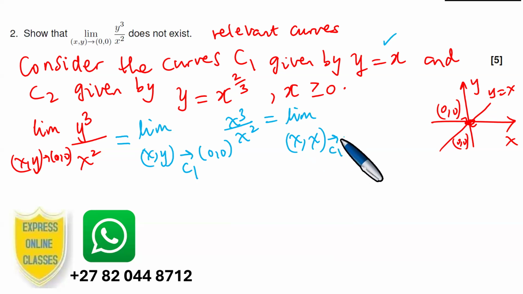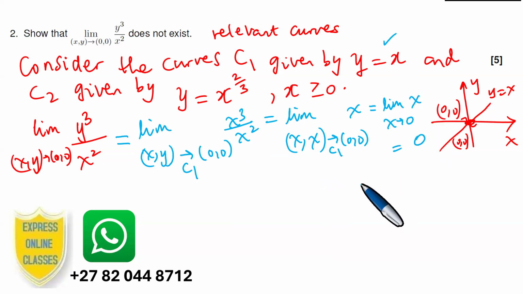This obviously happens along the curve C1. And then we have x cubed over x squared. What is x cubed over x squared? It's just x. So now what you can do here is take the limit, and therefore x approaches 0, and then it is the limit of x. But the limit of x as x approaches 0 is exactly 0. So that gives us one part of the limit.